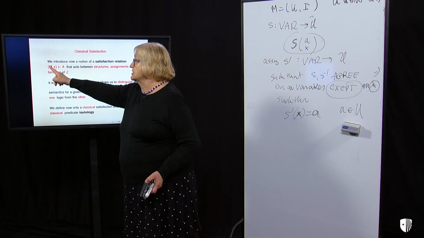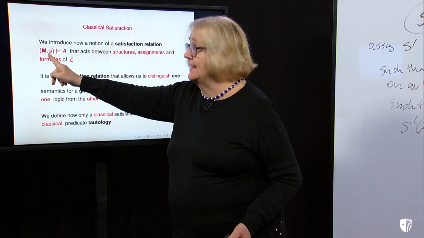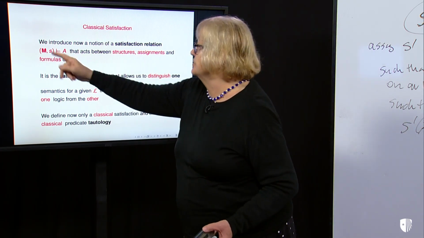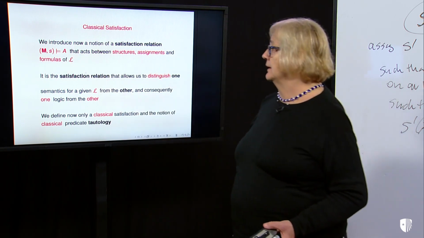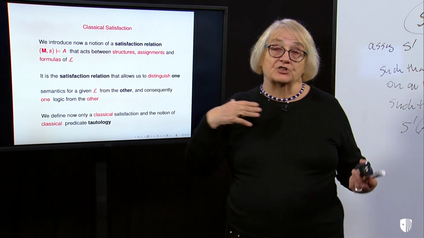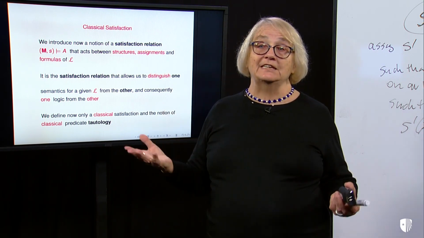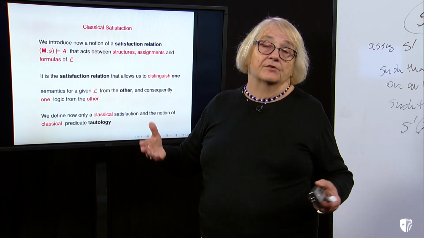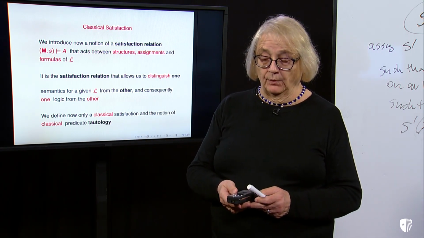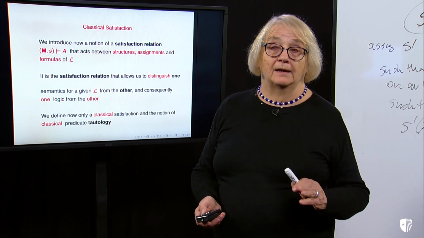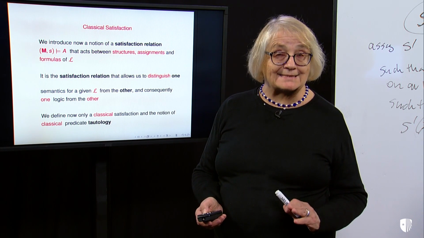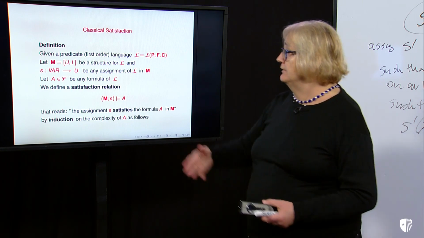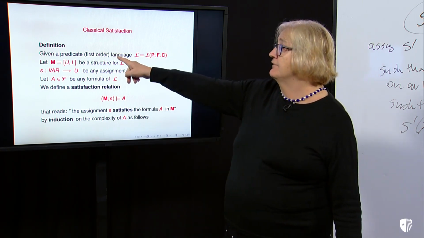Satisfaction is that structure M and assignment S satisfy A, so it acts between structures, assignments, and the formula. And also the satisfaction relation allows us to distinguish one semantics for a given language from the other, and consequently one logic from the other. And now we do it for classical logic and to define the classical predicate tautology. So satisfaction, given a first order language.